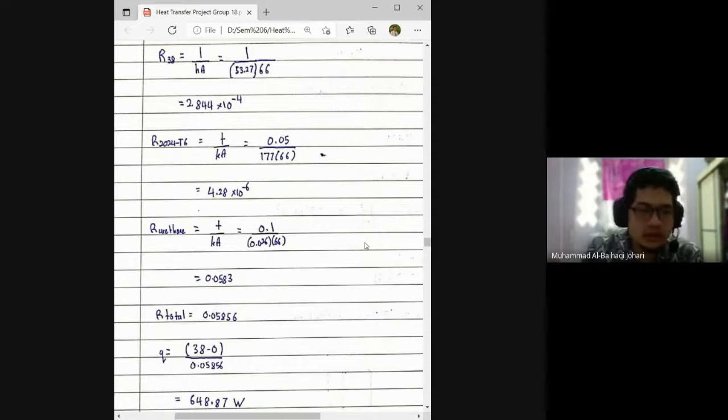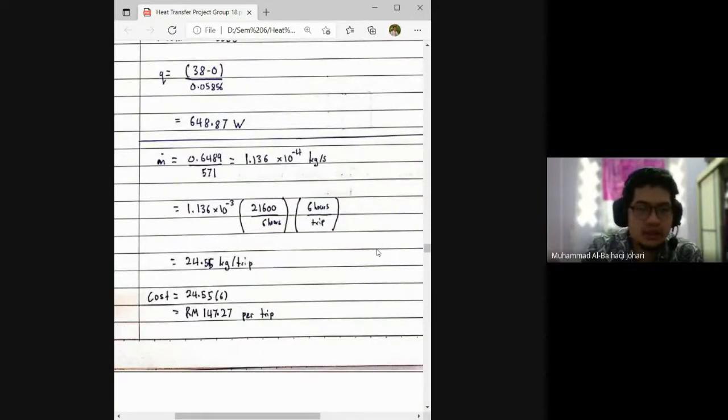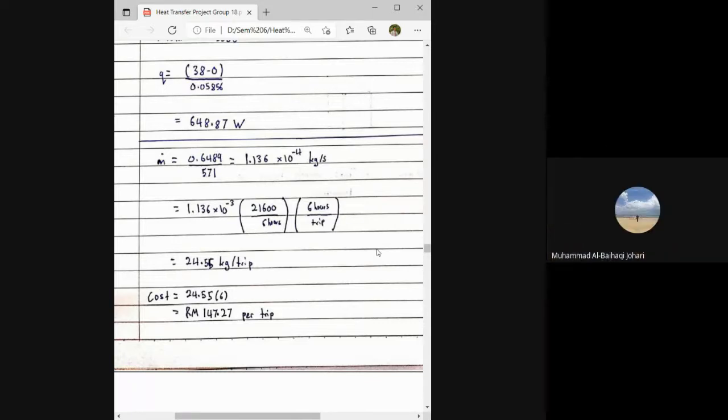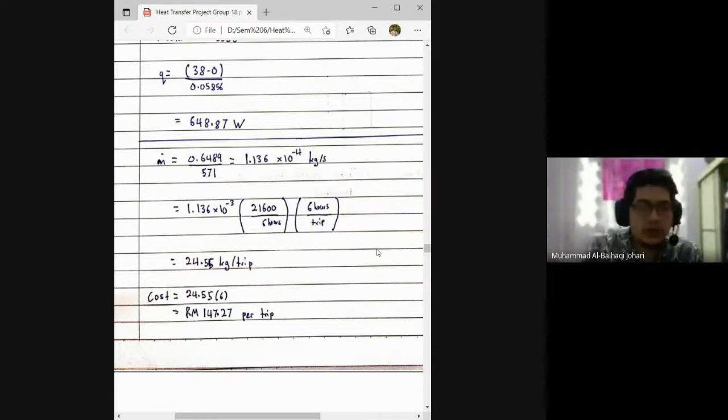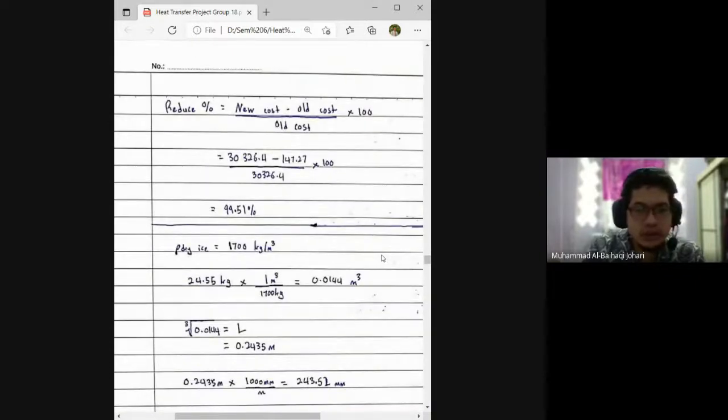The total resistance that we get is 0.05856. Using the resistance, we can get the heat transfer for this analysis, which is 600. Using the previous formula, we can get the amount of dry ice needed for a trip, which is 24.55 kilograms per trip, and the cost is only 147.27 ringgit Malaysia per trip. So when comparing without the insulator and with the insulator, the reduction that we get is 99.51%. It is quite big.